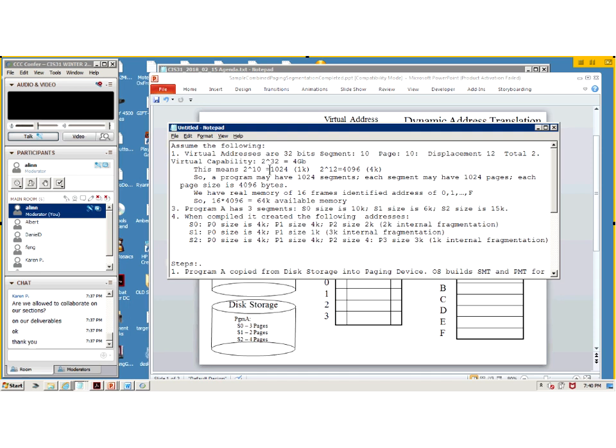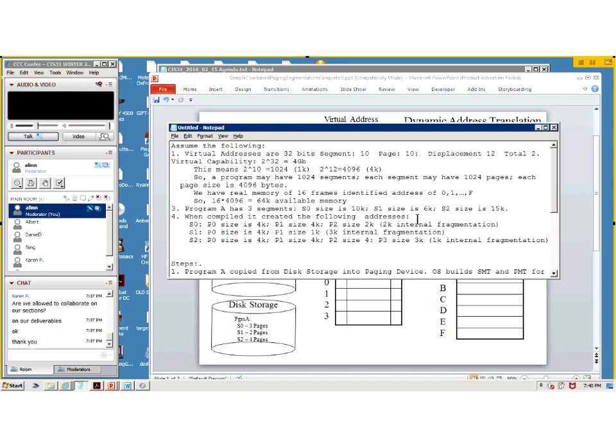Okay, so I'm trying to explain it again. 2 to the 10 is 1024, 1K. 2 to the 12 is 4K. So a program may have 1024 segments. Each segment may have 1024 pages. Each page has 4096 bytes.